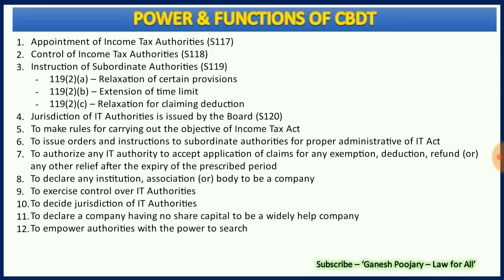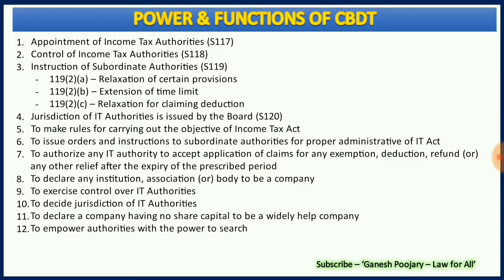Now, jurisdiction of IT authorities is issued by the board as per section number 120, and it can make rules for carrying out the objectives of the income tax. It can issue orders and instructions to subordinate authorities for proper administration of the Income Tax Act. It can authorize any income tax authority to accept applications of claims for any exemption, deduction, refund or any other relief after the expiry of the prescribed period. And it can declare any institution, association or body as a company. This is one of the important aspects you should bring in your answer, that the CBDT can declare any institution, association or body to be a company.